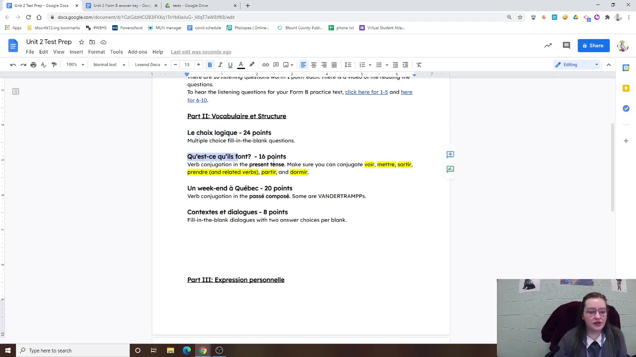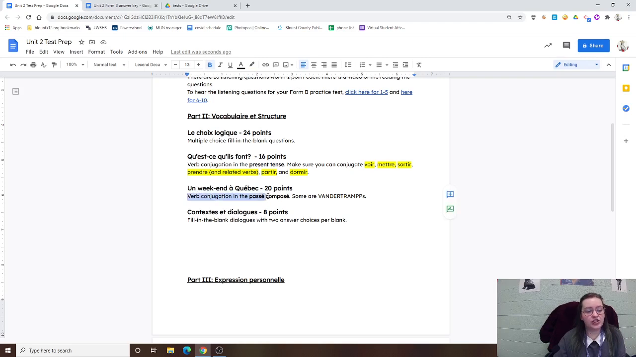Then, qu'est-ce qu'ils font? These are verbs conjugated in the present tense. So I know we've spent most of this unit talking about the passé composé, but we did learn the present tense conjugations for a few irregular verbs. So make sure that you can conjugate boire, mettre, sortir, prendre, and related verbs, so comprendre and apprendre, as well as partir and dormir.